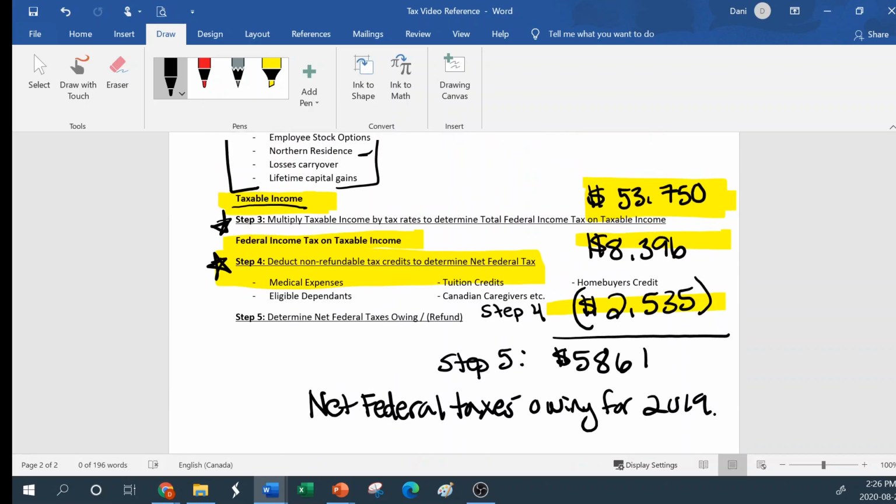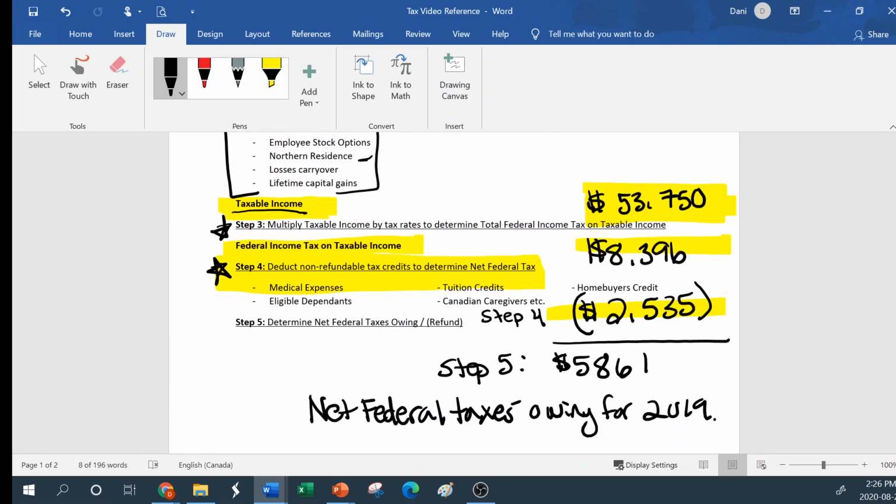Once you figure out the amount of tax credits you have, basically you take the difference, and here we have federal taxes owing still of $5,861. But for a lot of you who are students, it's very likely that you'd get a refund in the year. It's very likely that the amount of tax credits you have would be a larger number than the amount of tax owing, then you would, let's say, have a $1,000 refund that CRA would mail to you or directly deposit into your account.